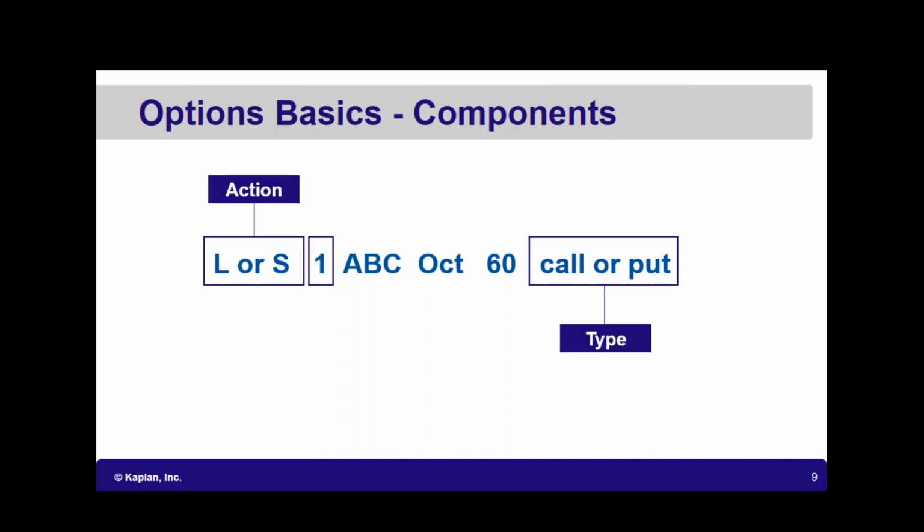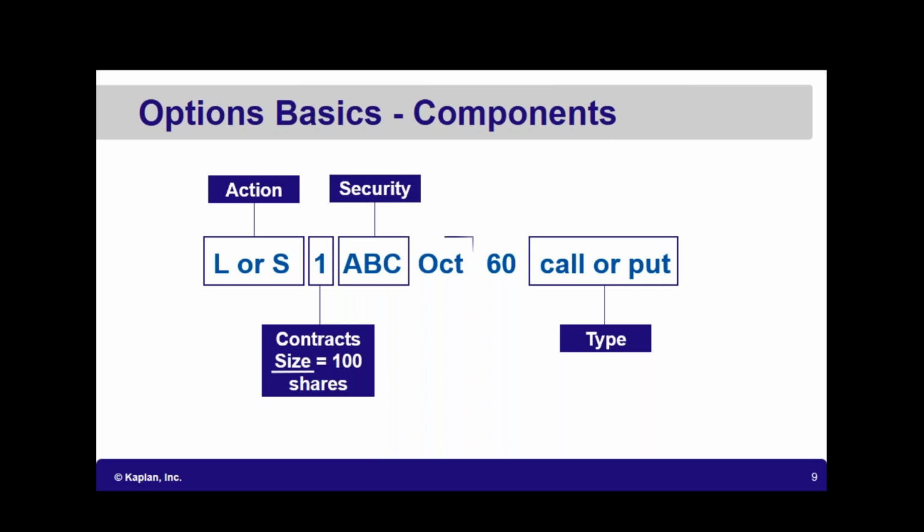Call or put, remember that's the type. The one represents the number of contracts. And the number of contracts here is one contract, which represents 100 shares. That's known as the size of the contract. Depending on what the underlying security is will determine the size of each contract. But for now, we're going to stick with our equity option, and that's 100 shares.